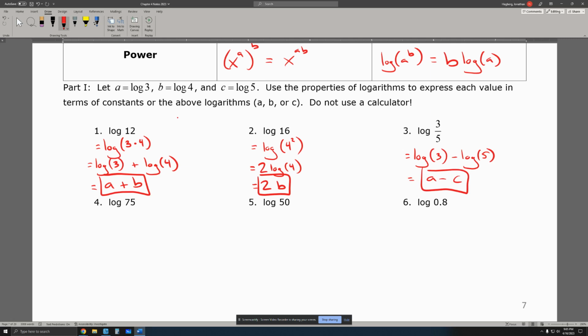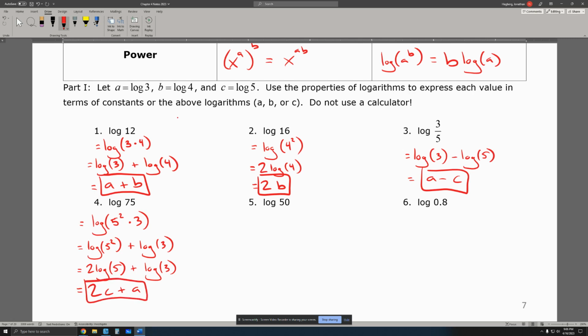Log of 75. 75 is 5 squared and then times 3. Okay. Well, I know that we can split that up. So we have log of 5 squared plus log of 3. And I know using our power rule that this is 2 log 5 plus log 3. And then finally, using that substitution, 2c plus a.